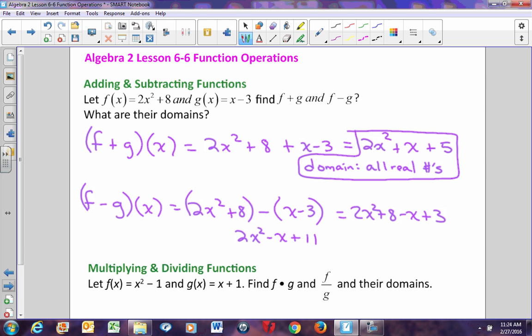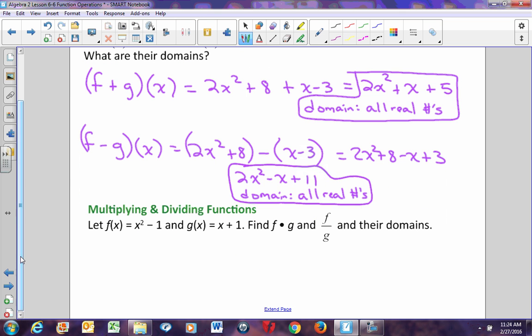Again, my domain is all real numbers because if it was all real numbers for the other one, it does not change here. There's no number I can put in for x which is going to give me an undefined answer, so I can have all the numbers. All right, multiplying and dividing.